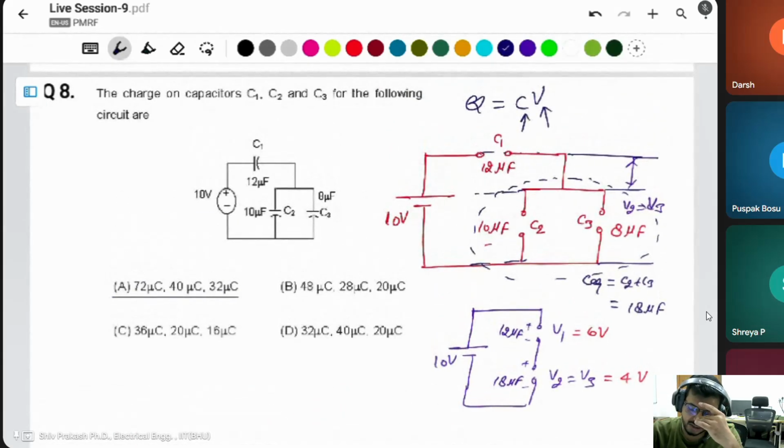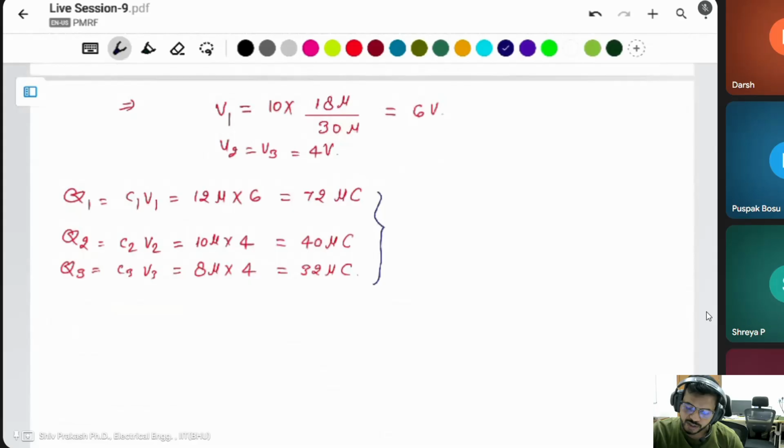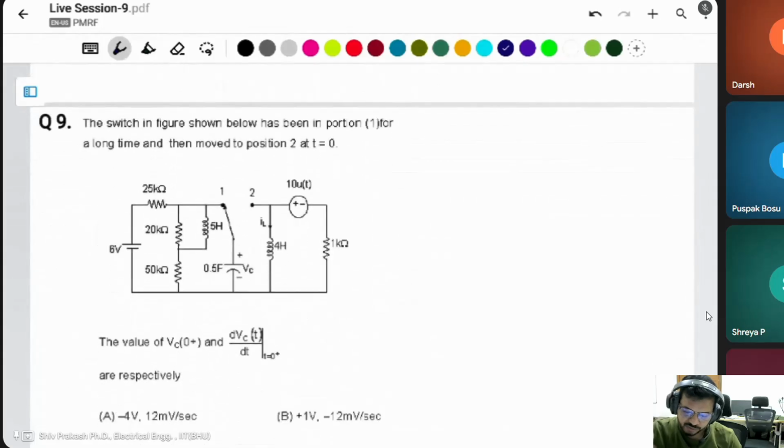This question is nothing. Simply you can apply two capacitor equivalent and then voltage divider in the capacitor. It is the same thing, opposite of the resistor voltage divider. You find the voltages, then simply Q1 is the charge of the C1 V1, C2 V2.